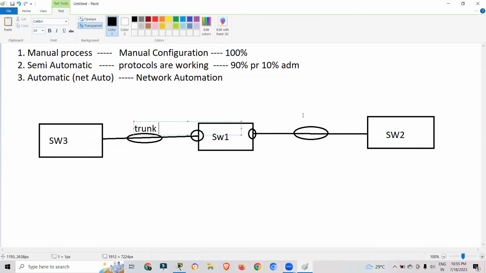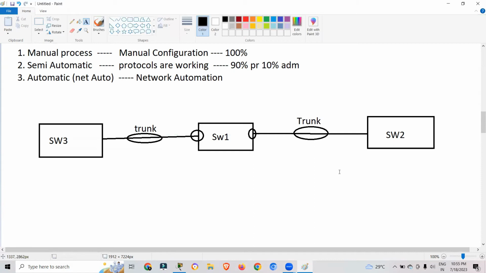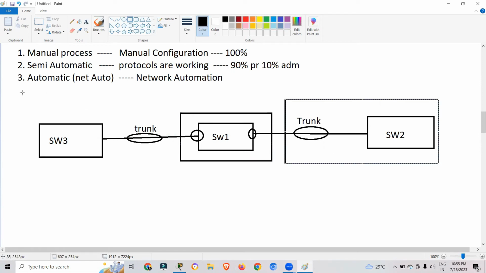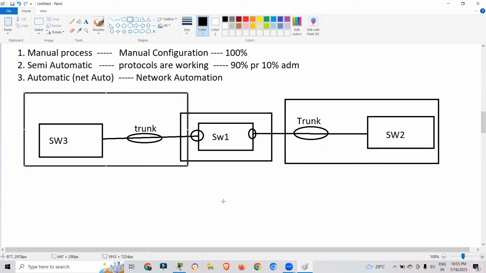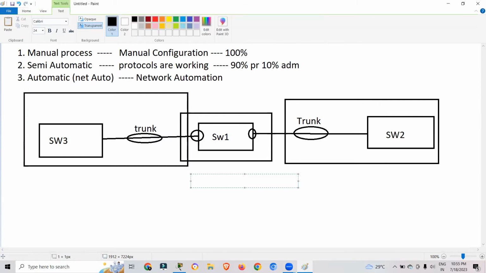This will also become a trunk link automatically. These two links will become trunk links. I did the configuration only on this switch, but the other links automatically become trunk links. Why? There is a protocol. The protocol is called Dynamic Trunking Protocol. How could this be possible?